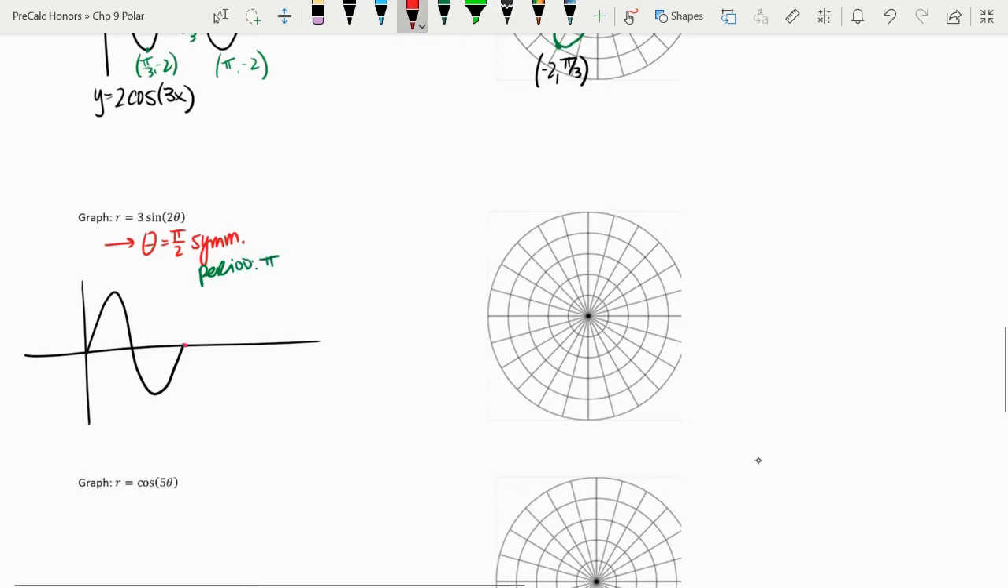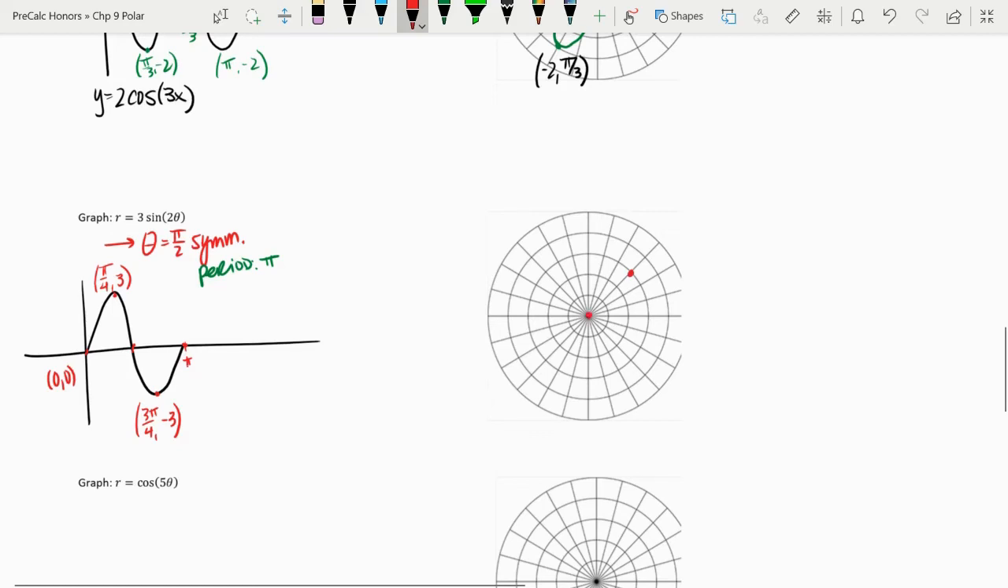So I'm going to mark just the max and min values. So this guy, if this is pi over here, would be pi over 4. And this guy would be 3 pi over 4. So let's get these on this graph here. So pi over 4, we'll have the point 3. So I'm going to keep the scale the same. And then to start, I should even put 0, 0. We have a point at the pole.